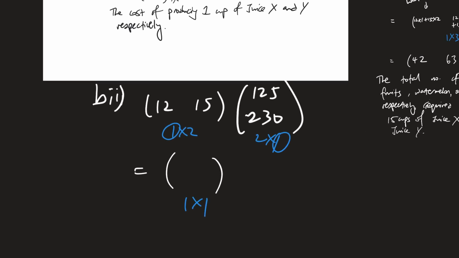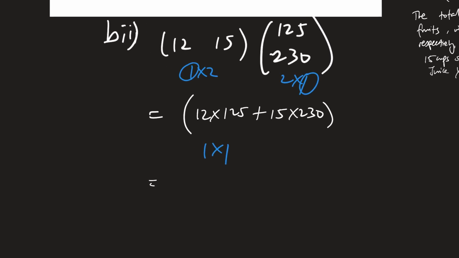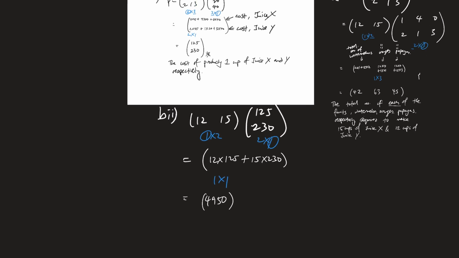This is simply, let's create some space. It's a 1 by 1 matrix, so there's only going to be one element in it. And it's clear, right? 1 row, 1 column, 1 row, 1 column. So 12 times 125 plus 15 times 230. And this gives me 4,950.